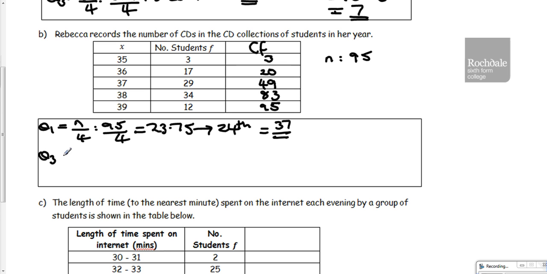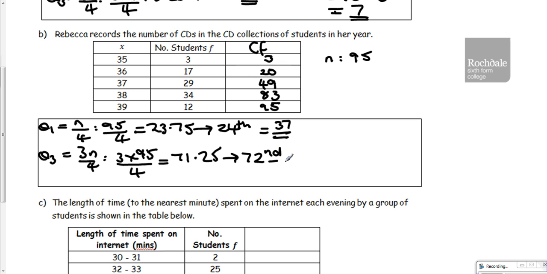Now we're going on to the upper quartile, 3n over 4. So it's 3 times 95 divided by 4, and if you work that out, it comes out to be 71.25. So again, we round up, and we're after the 72nd value. So if we go down, we've got 49 up to there, and by the end of the fourth row, we've got 83. So value 72 must have been somewhere on this line, and everything on this line is 38. So the interquartile range is 38 minus 37, which is 1.